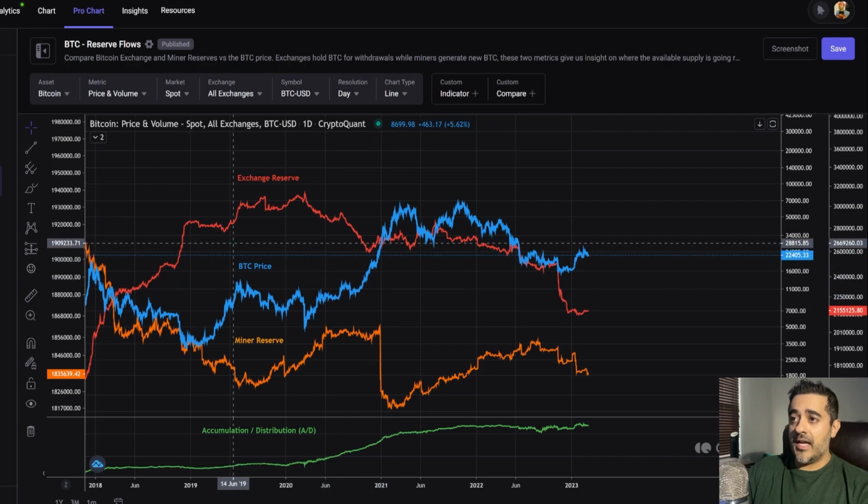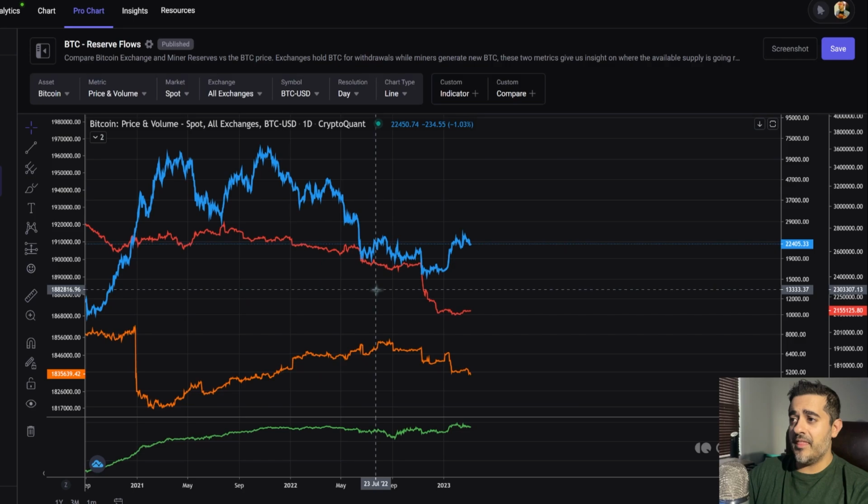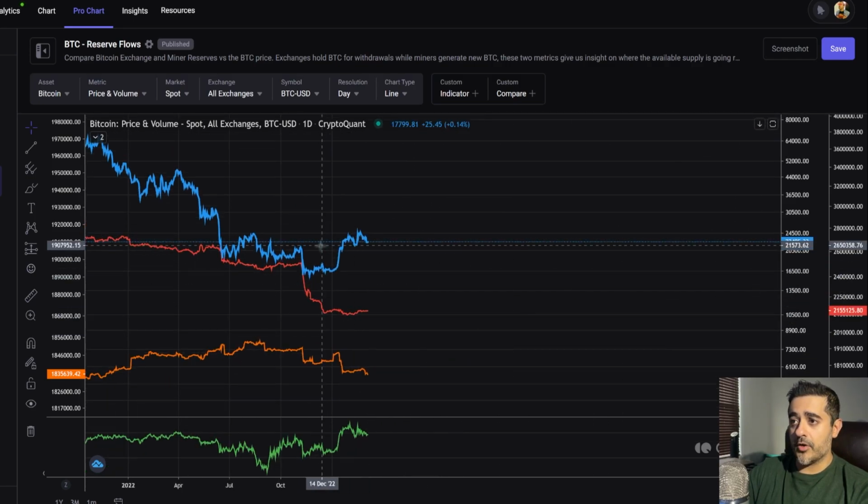So when we take a look at the exchange reserves, let's go back a little bit and take a look at where the drop occurred, right? We were sitting at around 21,800, around the end or the early beginning of November. The price of Bitcoin drops down to around 15K. Correlated with that, we see the exchange reserves take a massive drop.